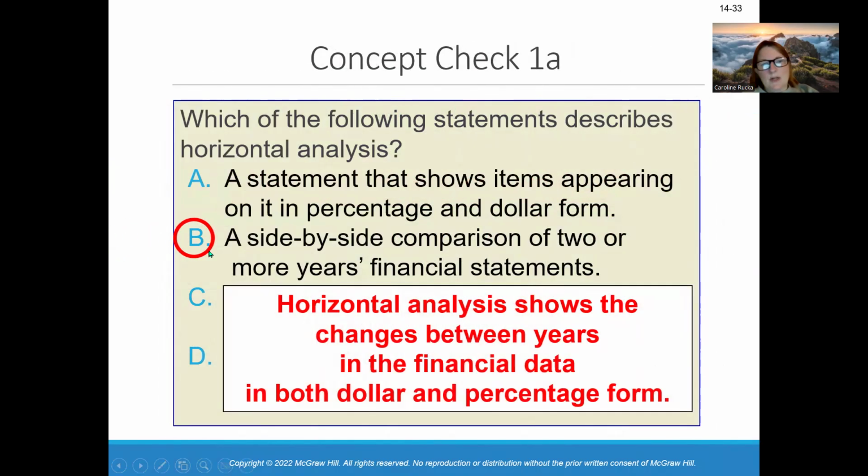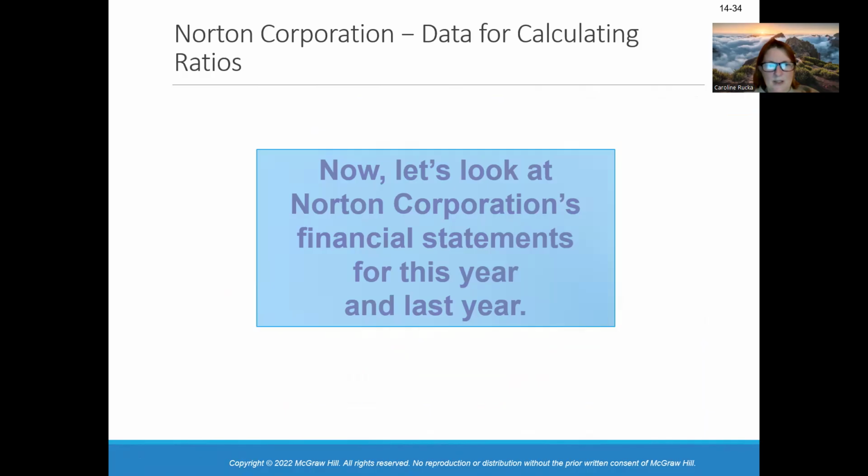Okay, remember that horizontal analysis is a side-by-side comparison of 2 or more years. The vertical analysis is comparing different accounts within the same year.